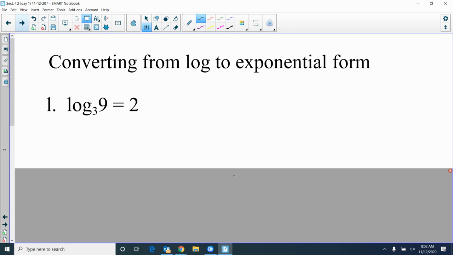I think this is a little bit easier because when you get that exponential form, you know whether it's right or wrong. And if it doesn't make sense, then you kind of did something wrong. So log base 3 of 9 equals 2. You start with the base, go around to the exponent here. So that's 3 squared equals 9.